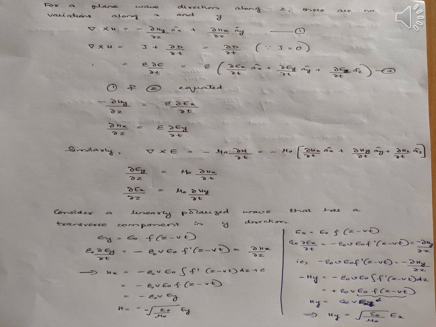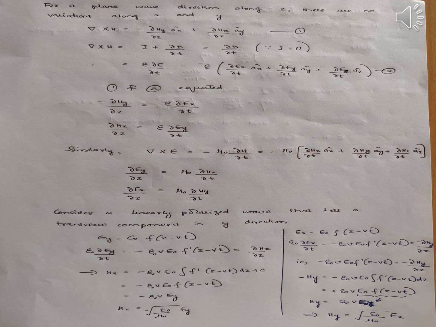The portion that I've written in blue is for Ex, which is what we have been conventionally assuming. You study that and just write similarly Hx is equal to minus root of epsilon naught by mu naught Ey, because the wave can be polarized, the transverse polarizations can be in any direction.